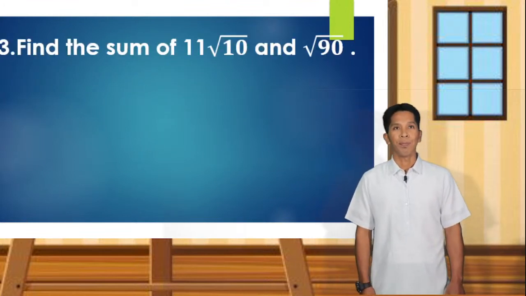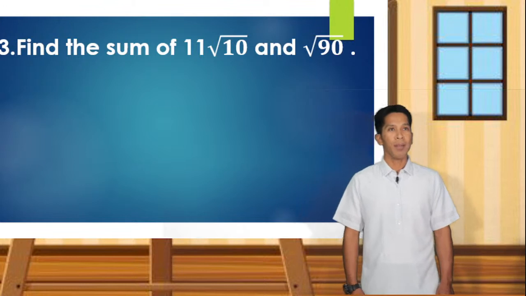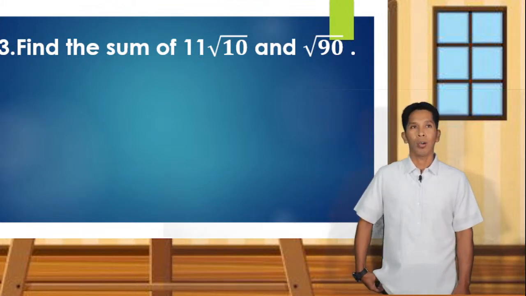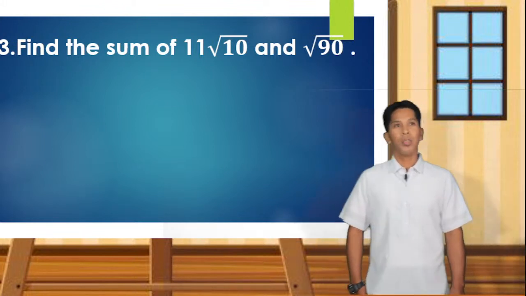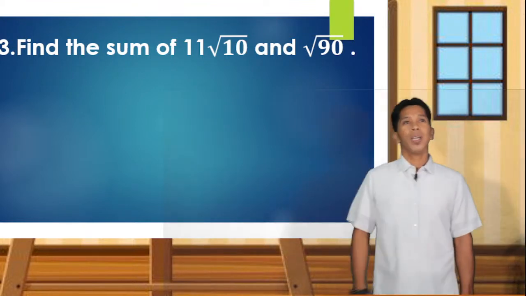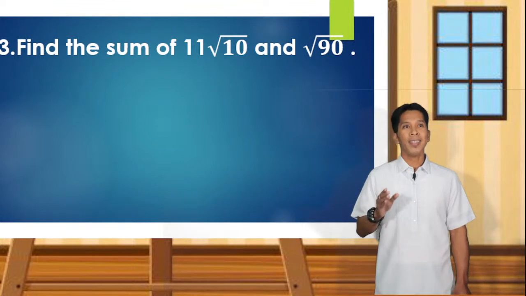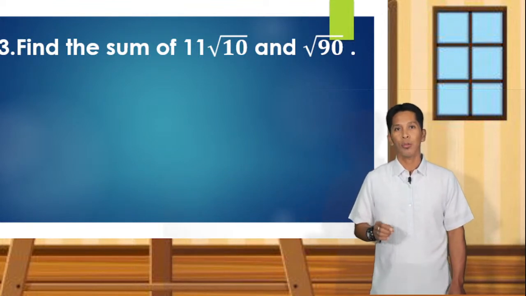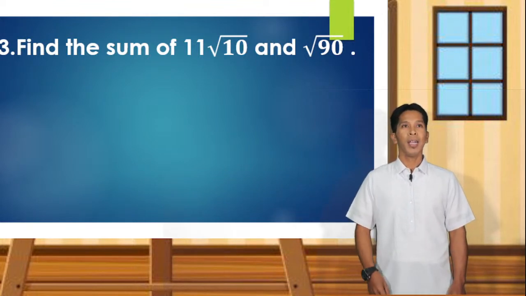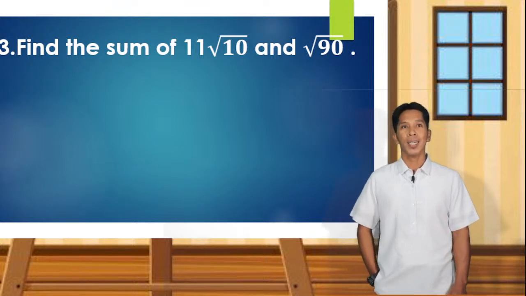Next example. Find the sum of 11 square root of 10 and square root of 90. So in this case, if we're going to observe, the two radical expressions are not similar at this moment. But square root of 90 can be simplified. So we can simplify square root of 90. And what is the simplest form of square root of 90?